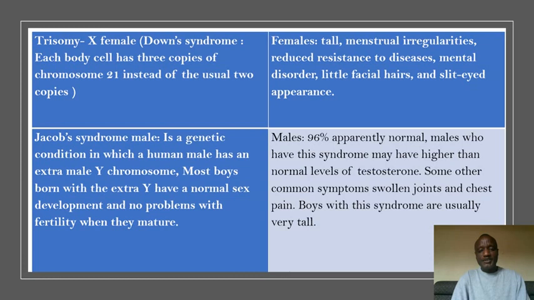Apparently, 96% of normal males who have this syndrome may have higher than normal levels of testosterone. They have this kind of hormone which is common in males, testosterone. And again, all males who have Jacob's syndrome tend to become relatively tall. I mean tall.